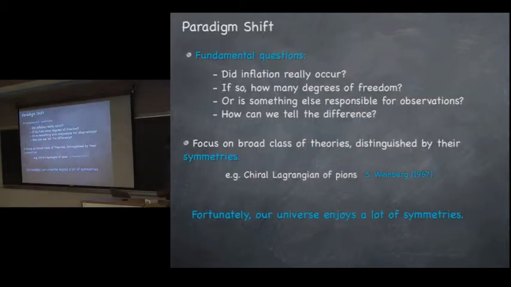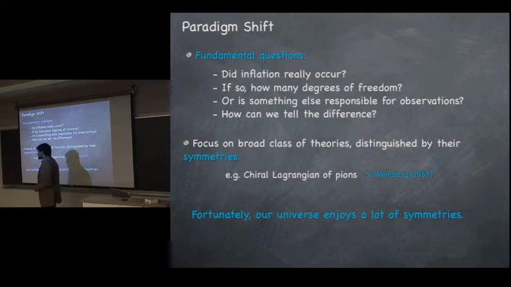So instead, in any case, we're not so interested in finding the precise potential, although that would be great. We're really asking very fundamental, basic questions. First of all, did inflation actually occur? And if it did occur, how many degrees of freedom, how many fields participated? Was it only a single field that was both driving the background and generating density perturbations? Or were there many fields participating in the dynamics? Or is some other dynamics, like the pre-Big Bang story I alluded to earlier, responsible for the observations, and how can you tell the difference observationally?